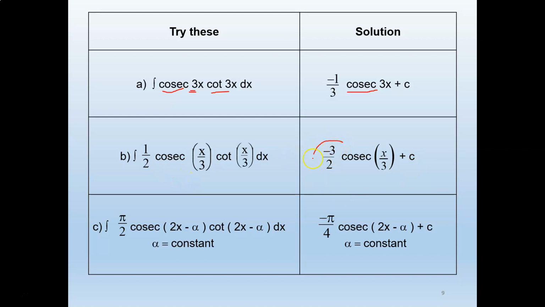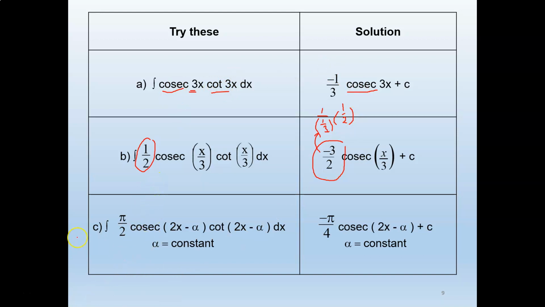Okay, why do I get negative 3 over 2? It's because this one is 1 over 3, right? This one is 1 over 3. So you have 1 over 3 times dengan yang dekat depan ni, dia ada 1 over 2. Times dengan 1 over 2. So, when you calculate, tekan calculator, you akan dapat ni. 3 over negative 2. Negative ni always ada kalau you integrate cosec cot.